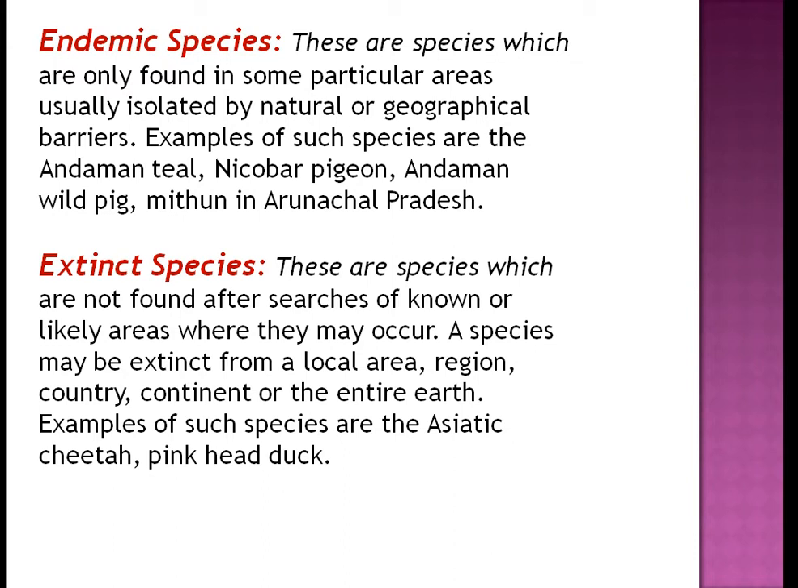Now the last one is extinct species. These are the species which are not found after searching the known or likely areas where they may occur. So that means they are no more in the world. A species may be extinct from a local region, an area, a country, a continent, or the entire earth. Examples of such species are the Asiatic cheetah and the pink-headed duck.